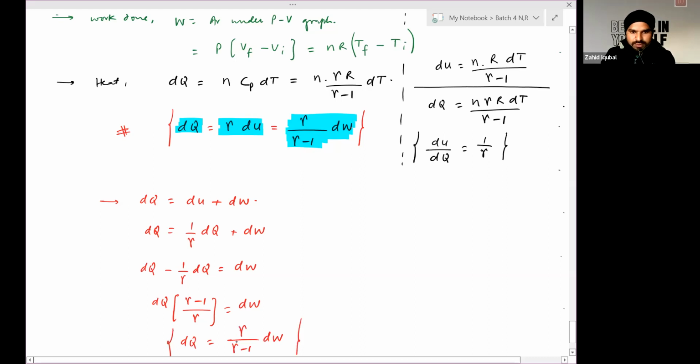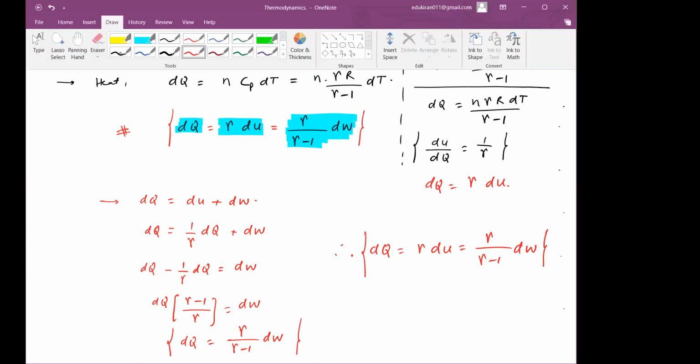So I have dQ equals this, and from the earlier part, dQ equals gamma times dU. So we have the same quantity on the left side for both these terms. In general, I can say dQ equals gamma times dU, which is also equal to gamma by gamma minus 1 times dW. Gautam, is it clear now? Yes, sir.